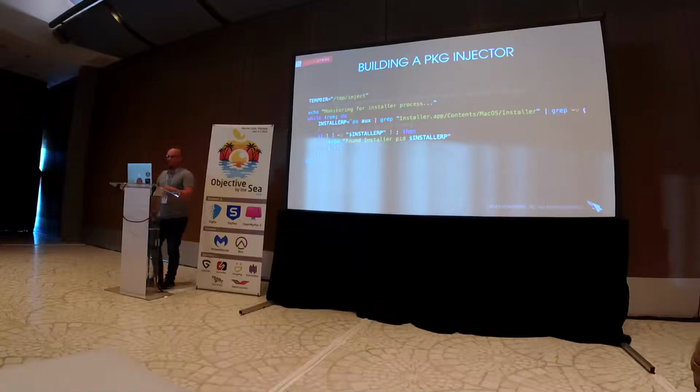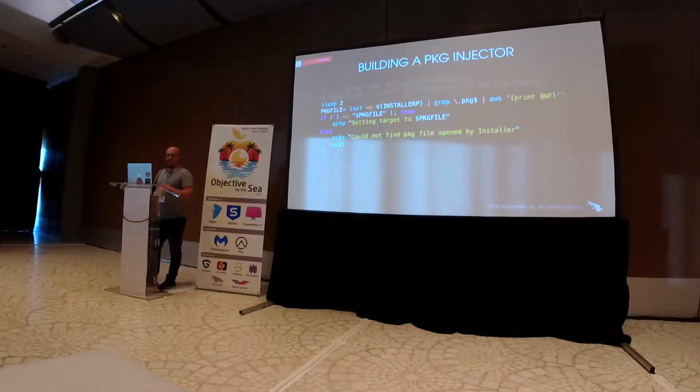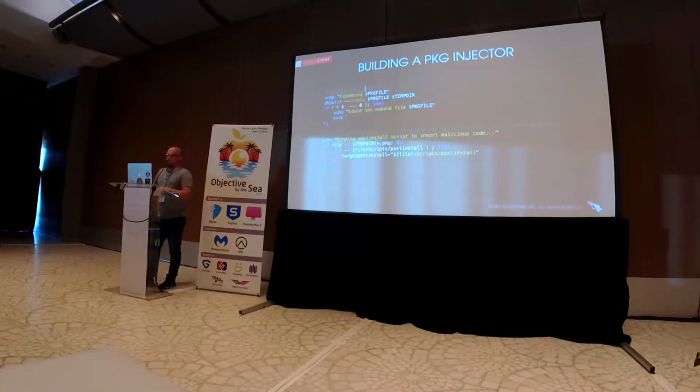So here, the first thing we do is run ps aux and look for an installer to open, just in a huge loop. If we find an installer was opened, we capture the PID, and then we open that PID using lsof and look for the PKG file that was actually open, the path to the PKG file. After that, we'll grab the PKG file, expand it to the temporary directory really quick, and then go through each folder that we find in that directory and look for a post-install script.